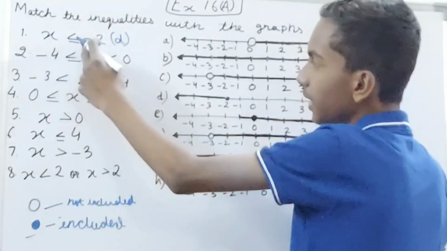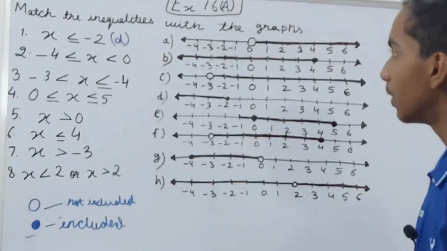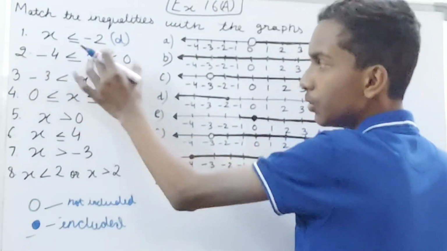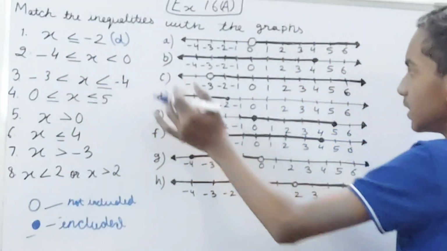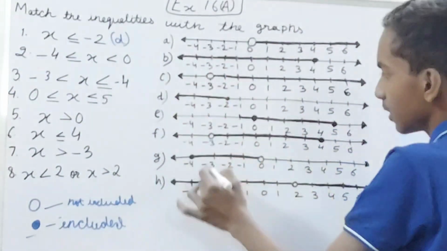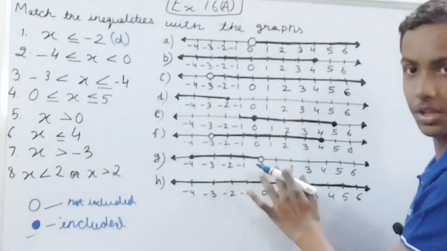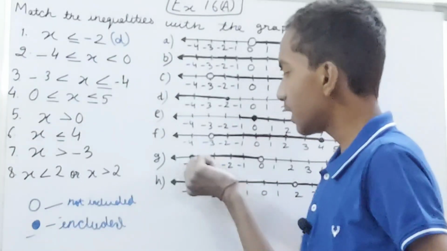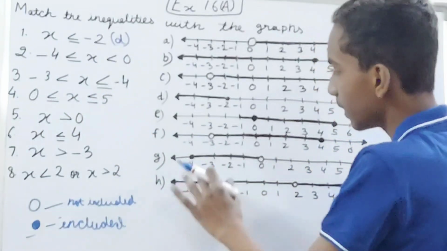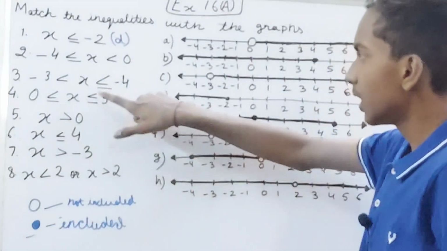Next we have -4 is less than or equal to x is less than 0. First solve. You can see two numbers are given. Look for them, -4 and 0. You can see there will be a circle on -4 and on 0, on both of them. On -4 there is a filled circle like this, because it has less than or equal to, that's why this circle is filled. And on 0 there is an open circle, hollow circle, because this is what?